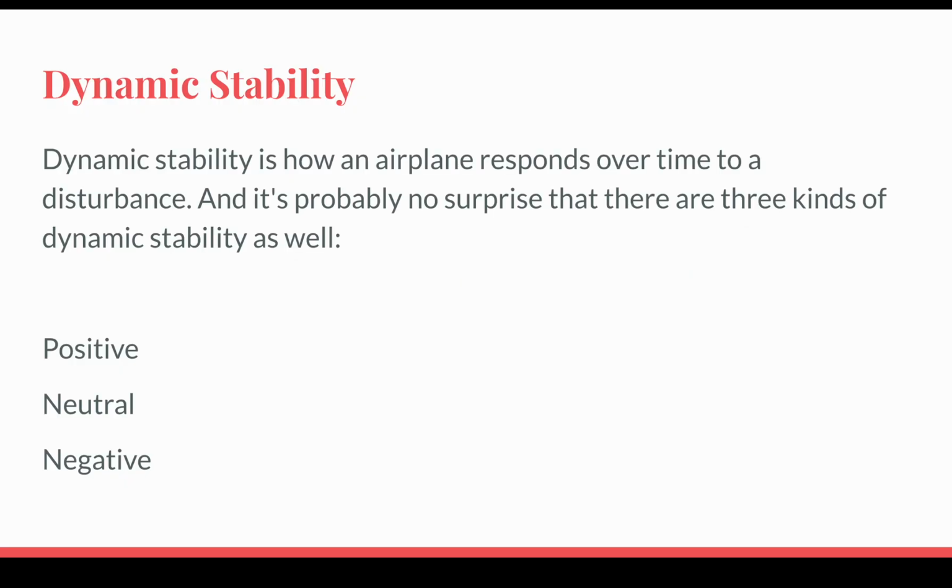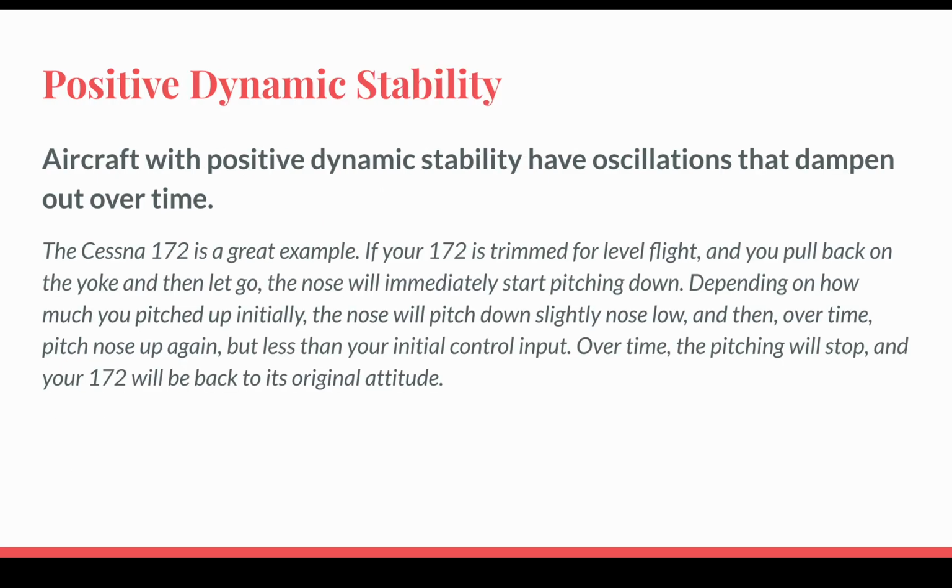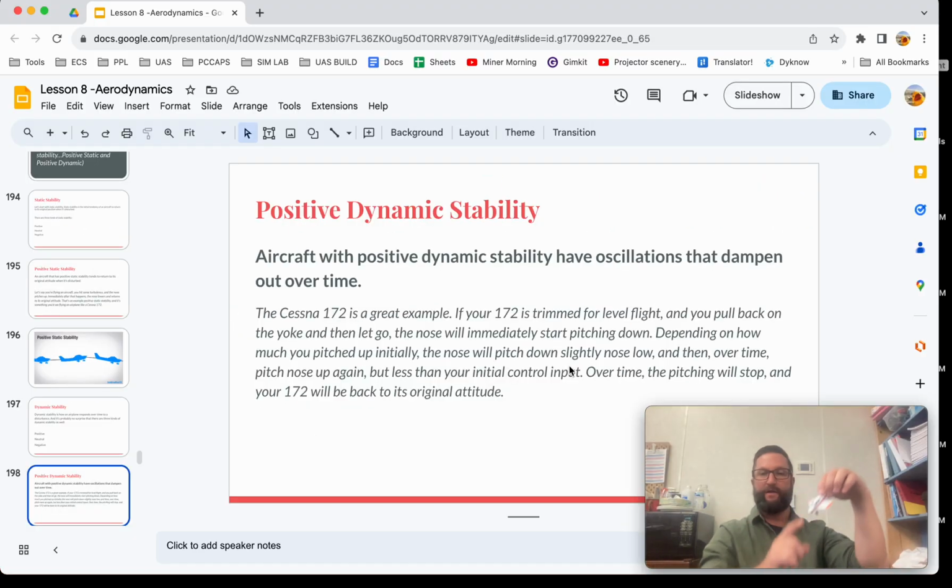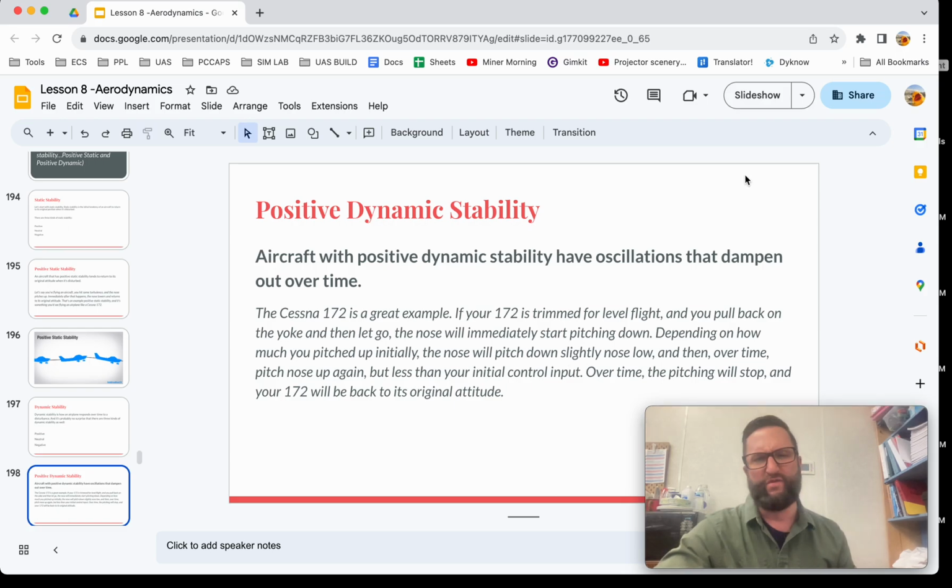Then dynamic stability is how an airplane responds over a period of time to a disturbance. And it's probably no surprise that there are 3 kinds of that as well: positive, neutral, and negative. So if you're trimmed for level flight and you pull back on the yoke and let it go, it'll immediately start pitching down. That's that positive dynamic stability. And over time, the pitching, it'll kind of oscillate. You disturb it, and it kind of goes down. It'll actually pitch down initially, and then it'll just kind of ride this wave till eventually it's back to straight and level flight again. We'll talk about that in class.